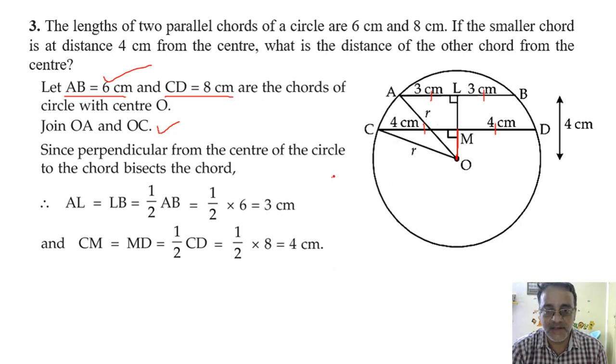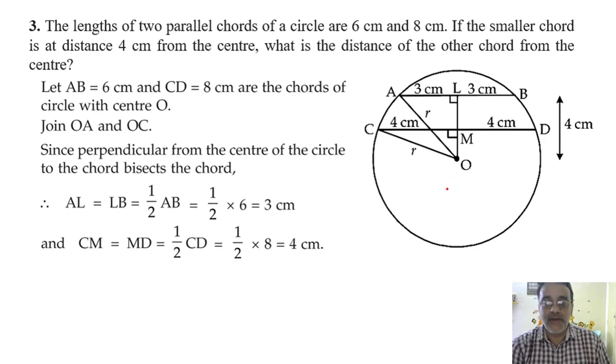Is it clear to everyone till here? Yes, sir. Okay, now how many right triangles are here? Two right triangles. Name them. ALO and MOC. Okay, fine, very good.